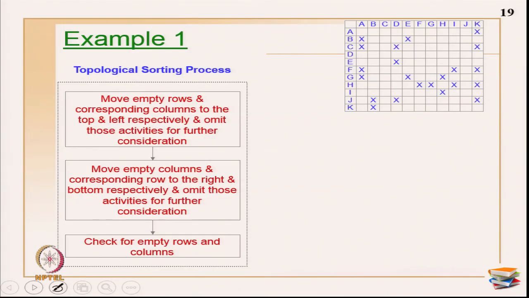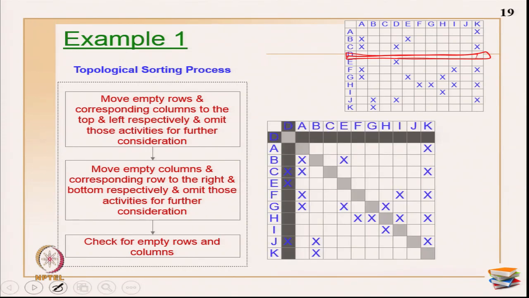So, the first step is to move all the empty rows and the corresponding columns to the top and left respectively, and omit those activities from further consideration, okay. Now, let us go through this example. Where are the empty rows right now? Activity D has an empty row. So, there is a complete empty row here, okay. There is nothing given in activity D. So, I have identified that activity D has an empty row.